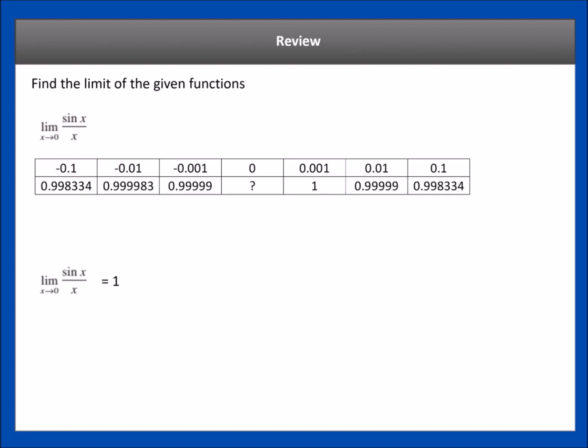All right, even though that value does not exist, right? There's a hole in that graph. We know that the limit exists, right? So there's a difference there.